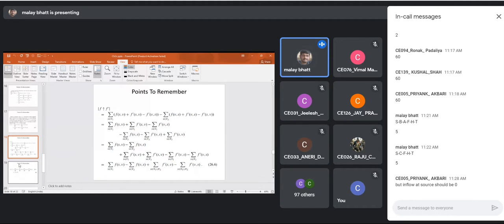I am merging the term 3 and 4 because both are same. Sigma v belongs to V1 f'(s, v) plus sigma v belongs to V2 f'(s, v). So we are merging those two terms and we are writing sigma v belongs to V1 union V2 f'(s, v). We are merging the third and fourth term, union of the two. And similarly, I am merging the last two terms. So minus sigma v belongs to V1 union V2 f'(v, s). So first and second term as it is, I am merging third and fourth term. Similarly, I am merging fifth and sixth term.